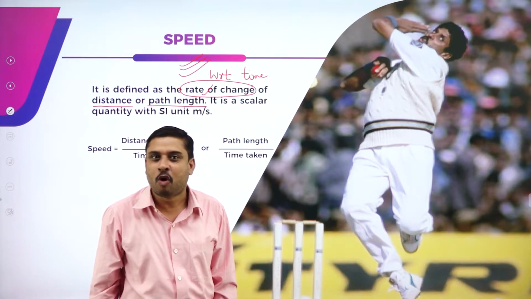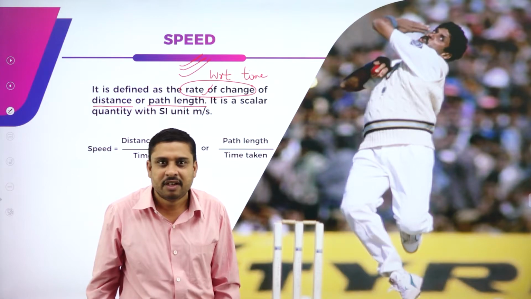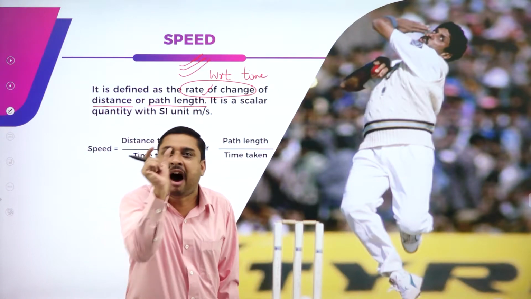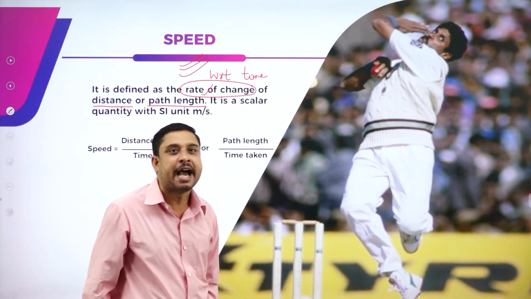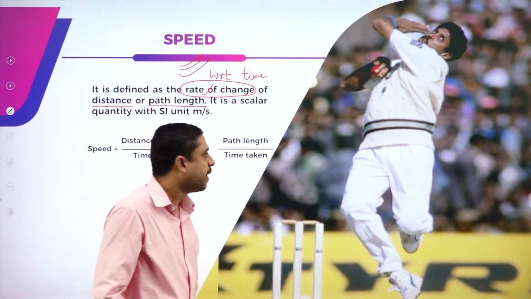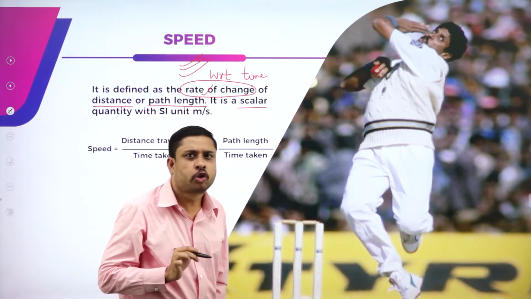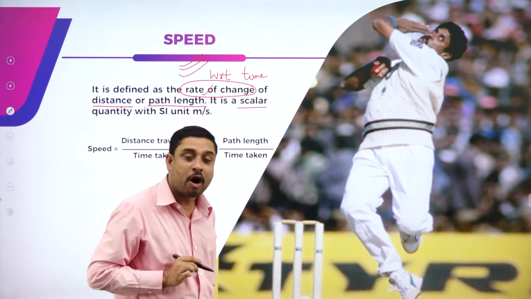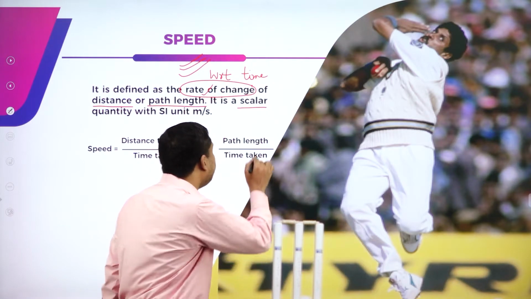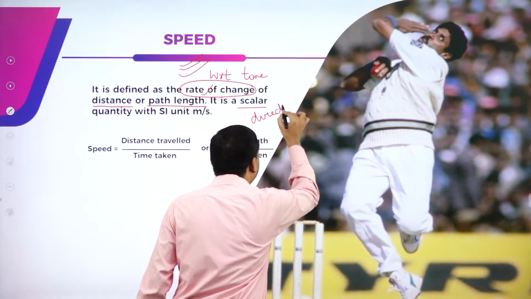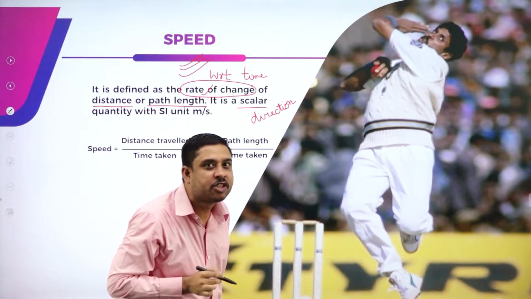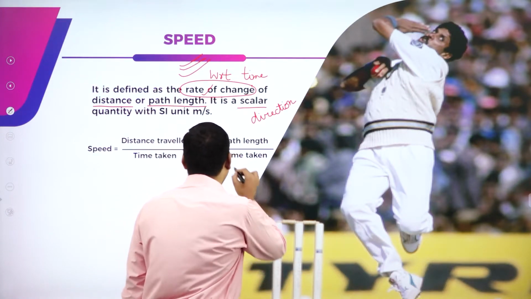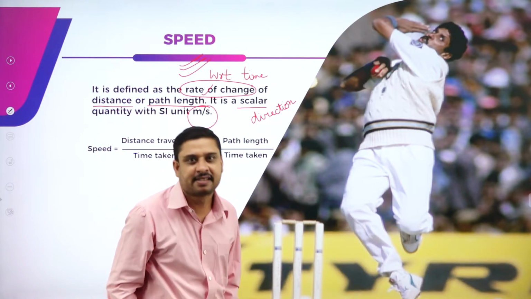In the previous session, what was distance? Path length. So change in the distance of a body, or change in the path length of a body with respect to time, is called speed. It is a scalar. I don't talk too much about that. In the next chapter, you will understand very clearly what a scalar is and what a vector is. Now just know it is independent of direction. Speed does not depend upon direction. Why? Because distance does not depend upon direction. And its SI unit is meter per second.